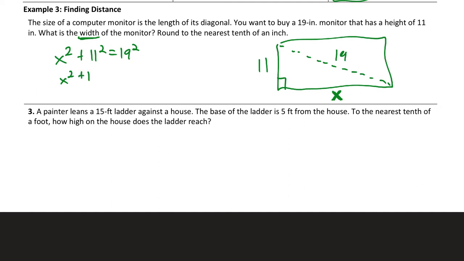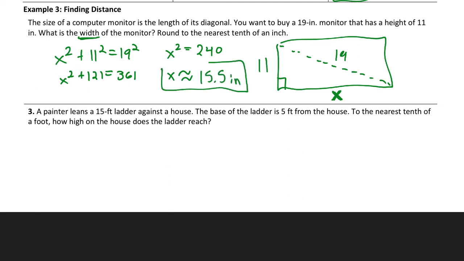Now, in examples like this, I really would like you to round, because we are finding a measurement that we would use in an everyday situation. So if I'm going to find a value here, 361 minus 121, 240, I'm going to take the square root of 240, and I'm going to round it. I'm going to use these little squiggly lines to show it's about this much. It's about 15.5 inches wide. So that's an approximation. We round it. I rounded there. So that's what I mean by approximating or rounding.